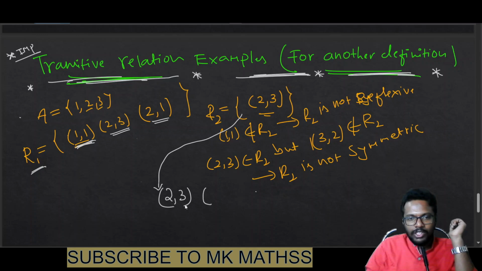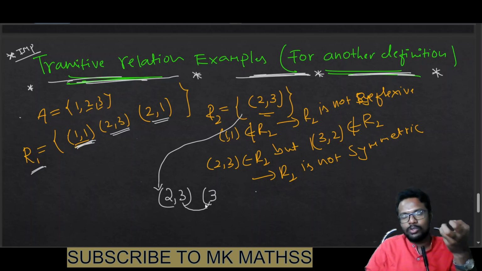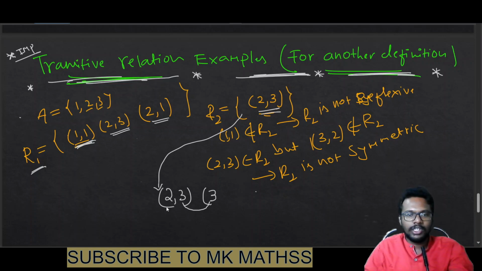And if you verify, if you check for an ordered pair which starts with 3, we won't get any pair in R2, because there is only one ordered pair, 2 comma 3. It started with 2 and ended with 3, and there is no ordered pair which starts with 3.